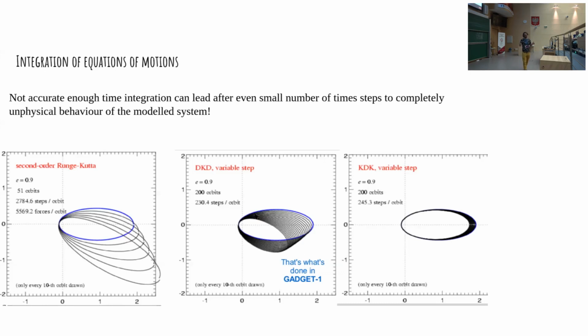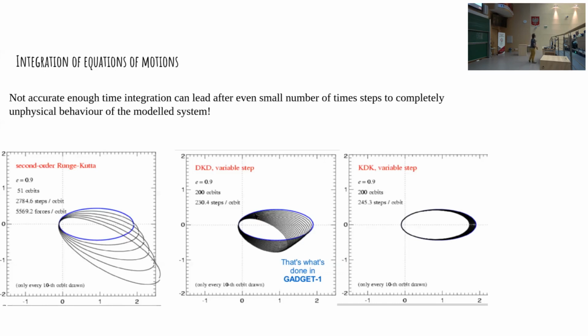But the second thing you can also do is split your particles in the integration of time and have a different time step for different particles. For slow moving particles, you have large time steps, so you update them much less frequently. And for fast moving particles, you have a much smaller time step.